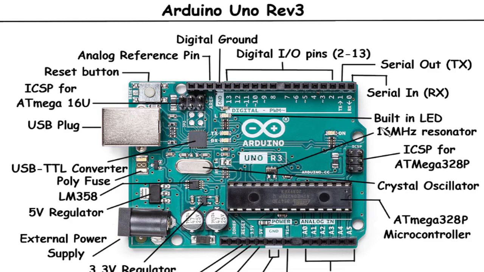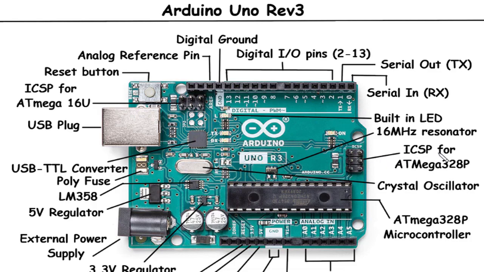Moving on, we have the 16 MHz resonator. This component provides the clock signal for the Arduino Uno Rev3. The clock signal determines the speed at which the microcontroller executes instructions and helps synchronize various operations.